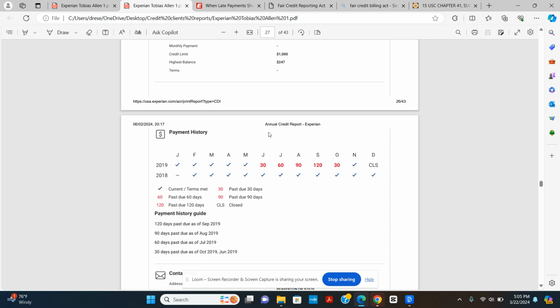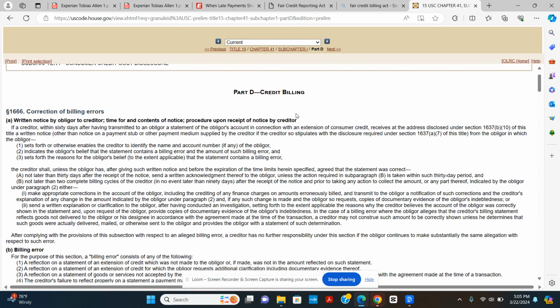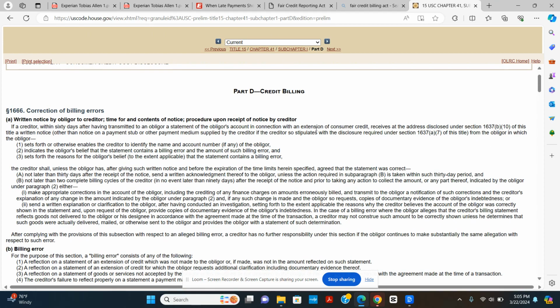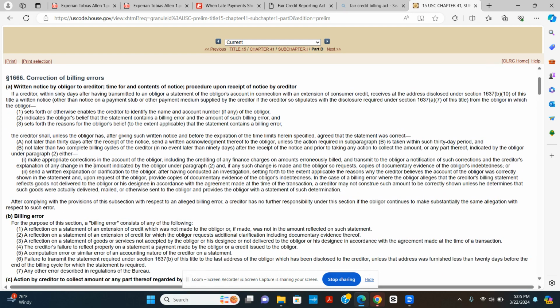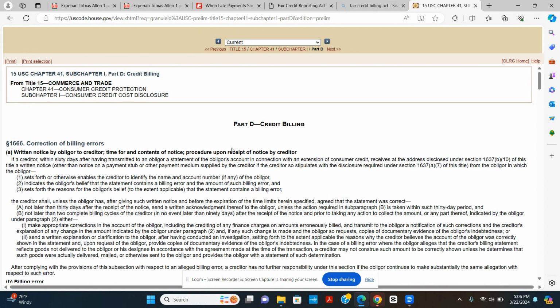So you can get one of those things off and make that report incomplete, and then you can attack it that way. Or maybe you just want to go to the Fair Credit Billing Act, 15 USC 1666, part of Truth in Lending. Maybe it's a billing error. You can go ahead and study up on this. This is good stuff as well. This is another way you can attack the late payment.